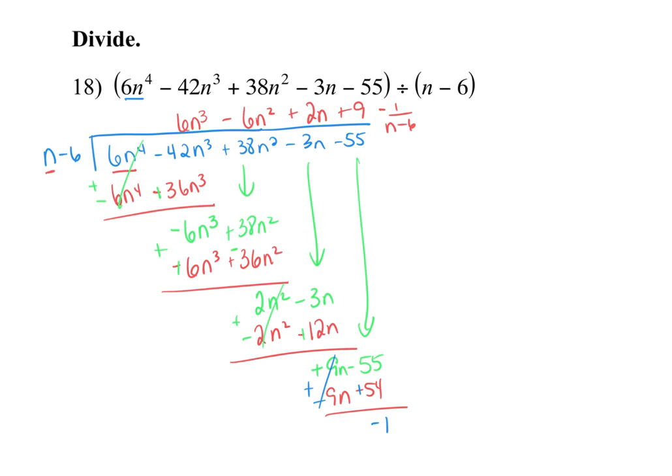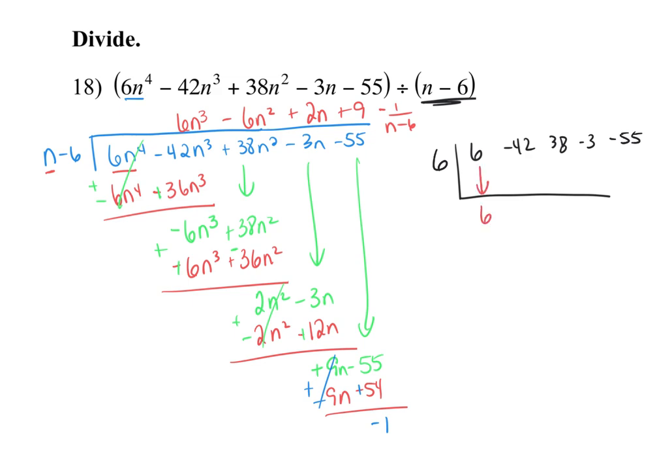If you want to do synthetic, you're going to do the same thing, but you're just going to use your coefficients. 6, negative 42, positive 38, negative 3, and negative 55. Now remember, for this one, I do the opposite, what makes it 0. So I'm not going to put a negative 6 out there. I'm going to put a positive 6 out there. Okay? And then I'm going to add down, multiply up.